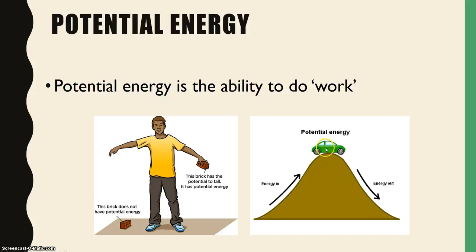Another example of potential energy is a car at the top of a hill. It can move. Once it's off the top of the hill, it will move into kinetic energy. Therefore, it has the ability to do work.